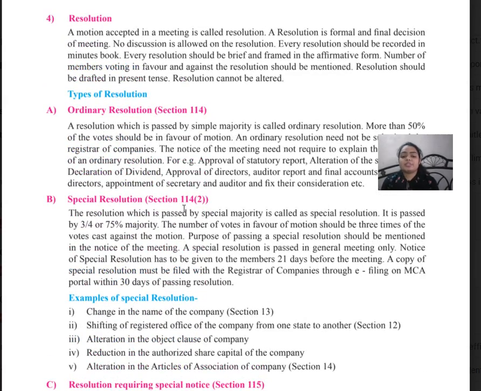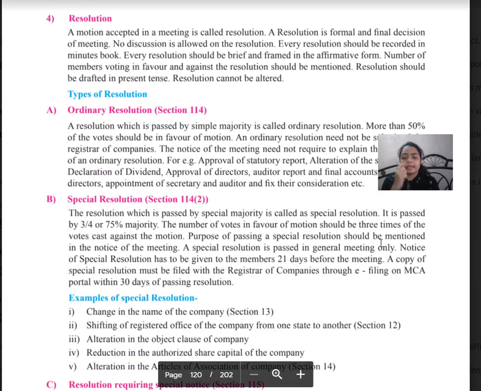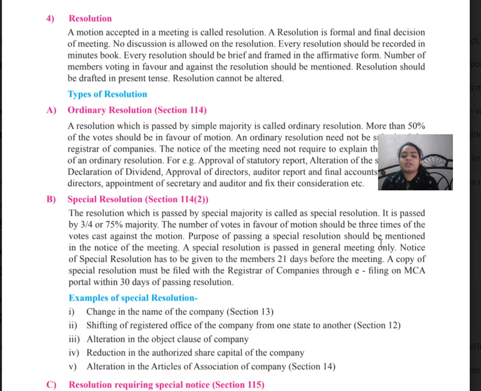The resolution which is passed by special majority is called a special resolution. It is passed by 3/4 or 75% majority. The number of votes in favor of the motion should be three times the votes cast against the motion. The purpose of passing a special resolution should be mentioned in the notice of the meeting. A special resolution is passed in a general meeting only.